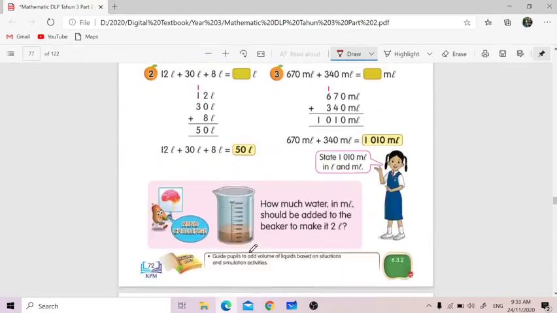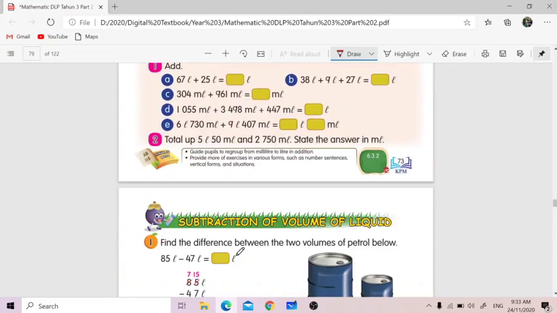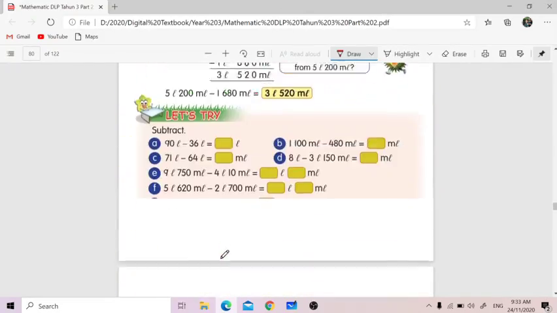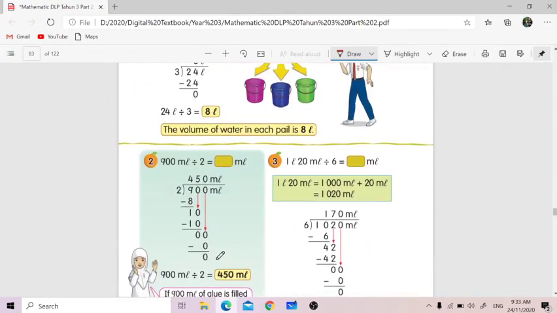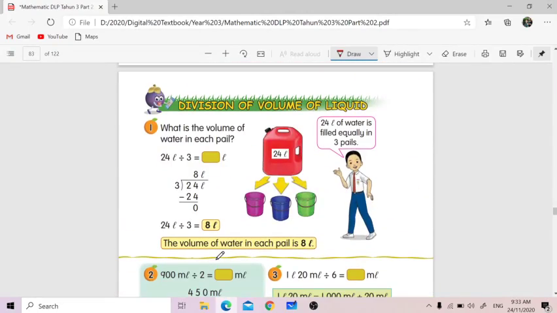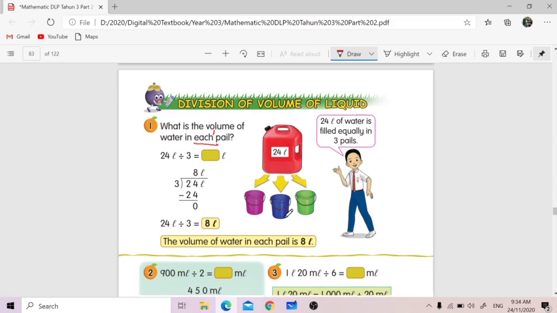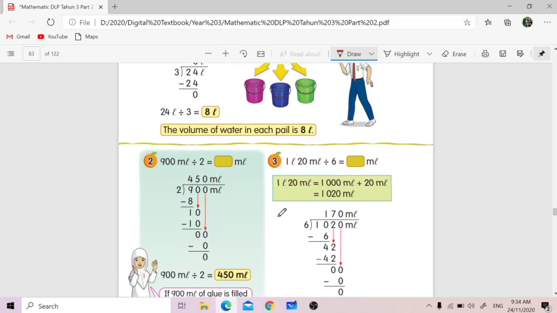So, now we're going for liquid. Okay, so liquid also almost the same. Okay, division of liquid. What is the volume each? Each also equivalent to 1. Okay, each pail. So ada berapa pail? Pail is apa? Baldi. 1, 2, 3. So divided by 3. Okay, sama.